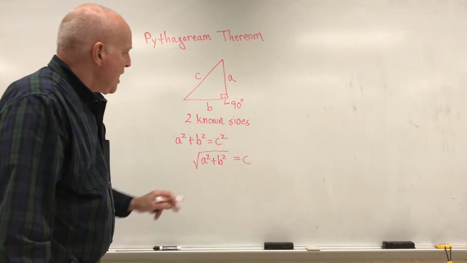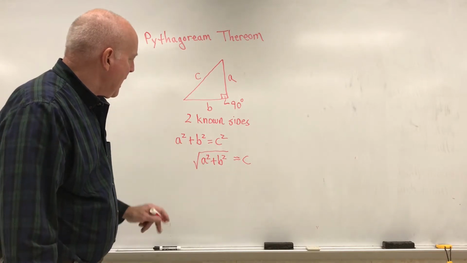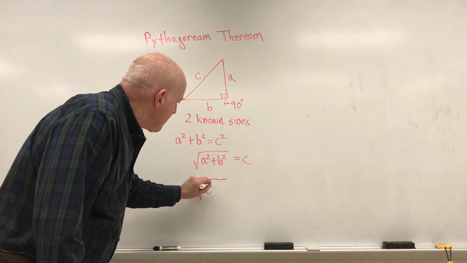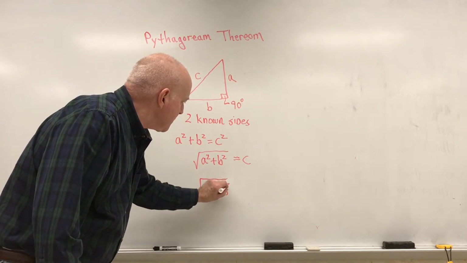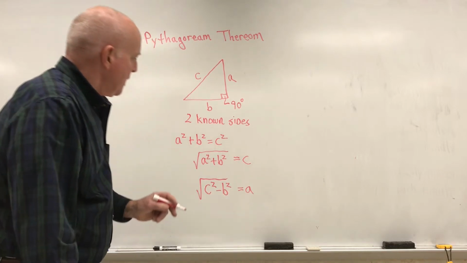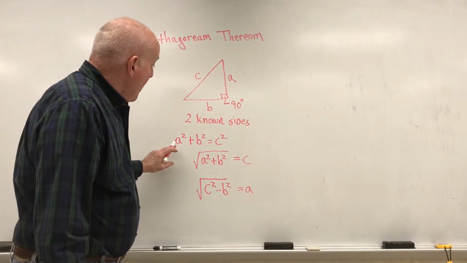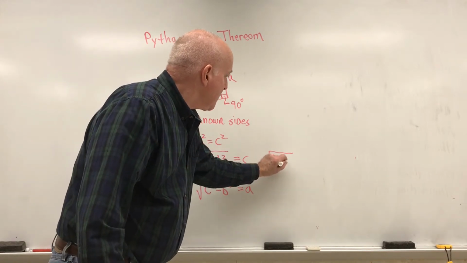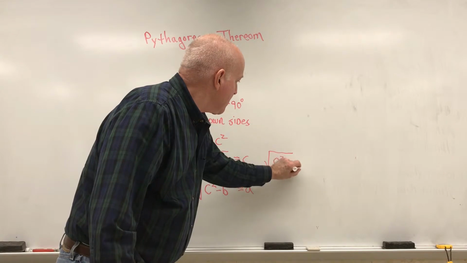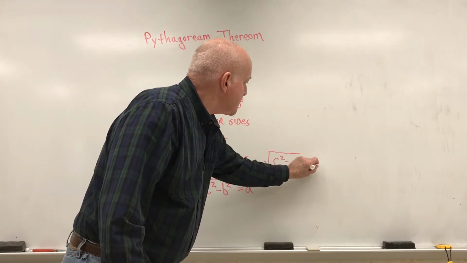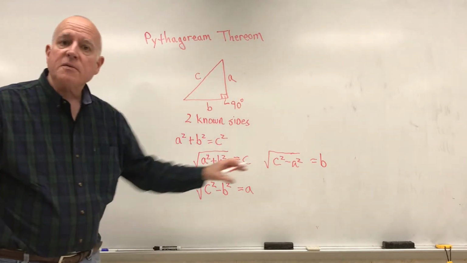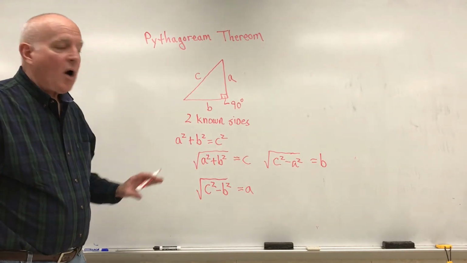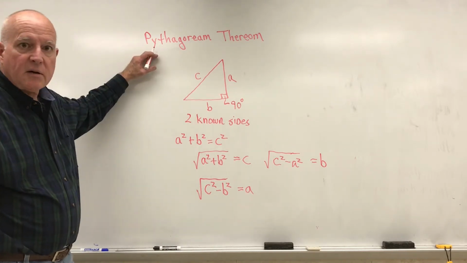If I know C and B but not A, I can go the square root of C squared minus B squared equals A. If I know A and C, I can go the square root of C squared minus A squared equals B. So we can always find the length of an unknown side of a right triangle by using the Pythagorean theorem.